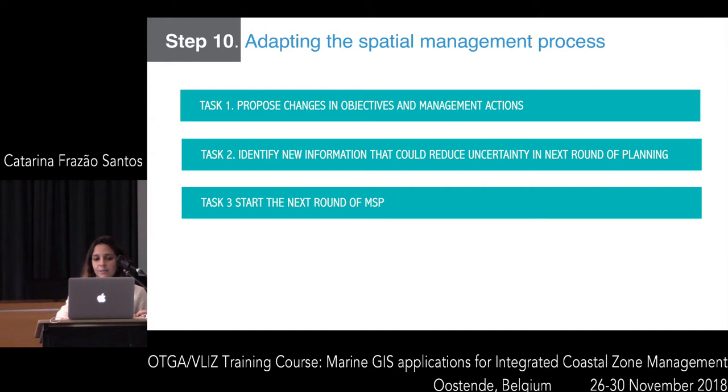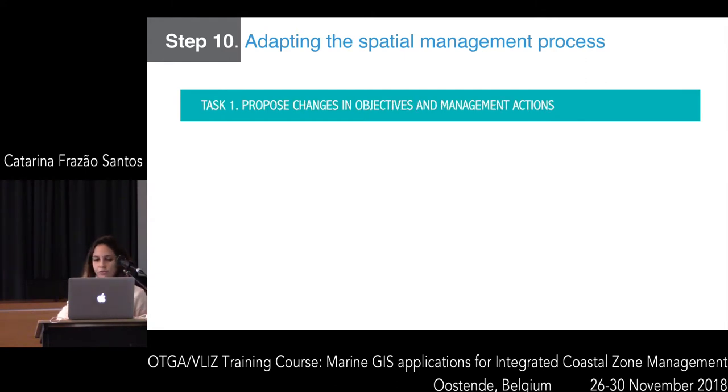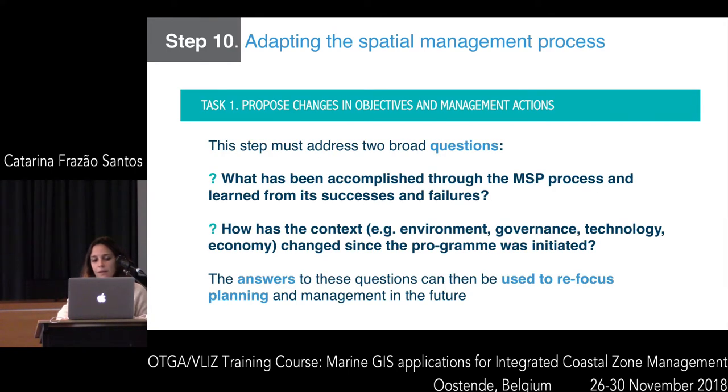And so there are three main tasks: propose changes in objectives and management actions, identify new information that can be relevant to the new rounds of planning, and start the new rounds of planning. And so proposing changes in objectives should be done by addressing two main questions: what has been accomplished in the marine spatial planning process and learn from its successes and failures, and how has the context changed since the program was initiated? We are talking not only about environmental change, such as climate change, but also governance change, technology change, and socioeconomic change. The answers to these questions can be used to refocus the new round of planning. This is very important.